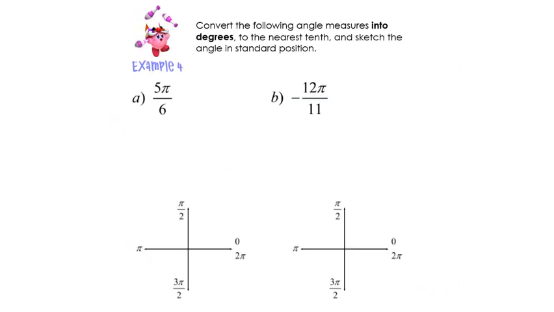For example number 4, we're now going to be converting our angles from radians into degrees this time, and we're going to round it to the nearest tenth, and then we'll sketch the angle in standard position as well. So the idea here, if you're going from radians into degrees, is you're going to start with your angle in radians, and you will multiply it by a ratio of 180 degrees over pi this time.